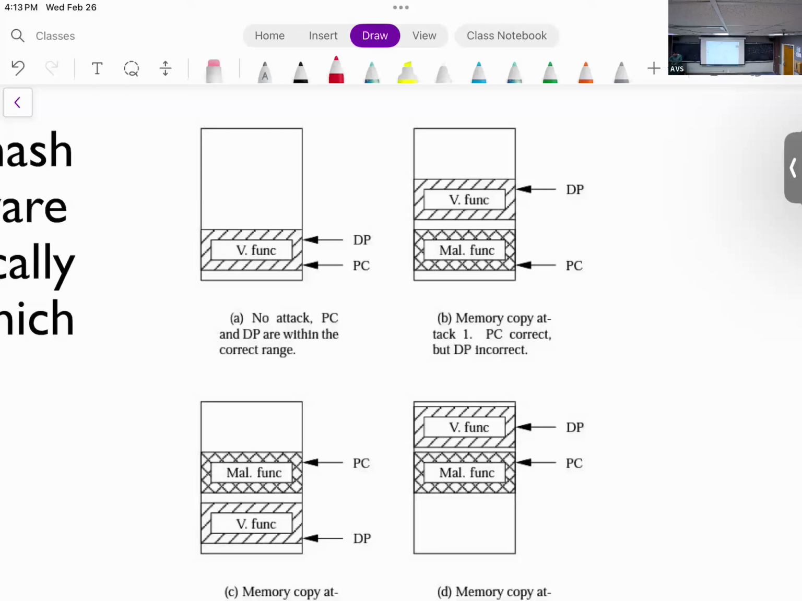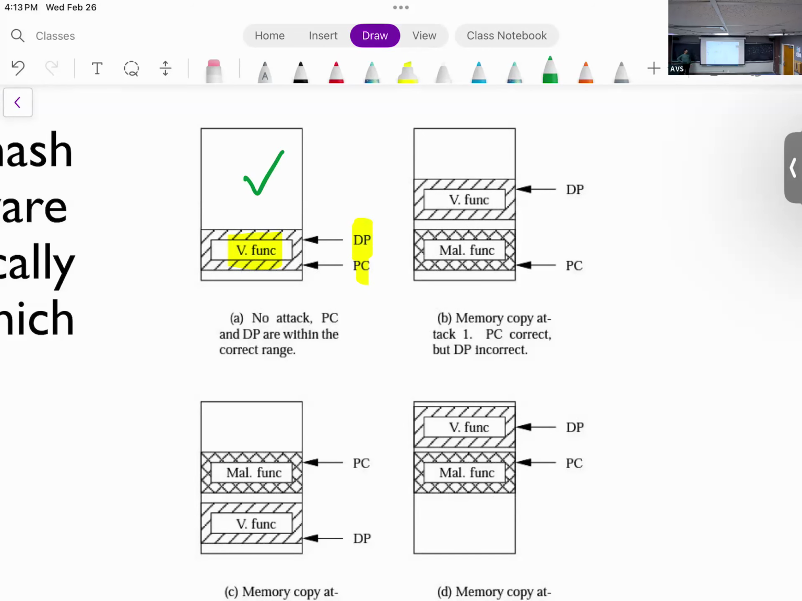PC, if you remember, was the program counter. DP is the data pointer, the place that we read the memory from. So if the verification function is in the place that we are running the attestation and the verification function hasn't been modified, that's the original scenario that we want to achieve, right? So the PC and DP and verification function are all pointing to the same place, right? So this is the no attack version, okay?